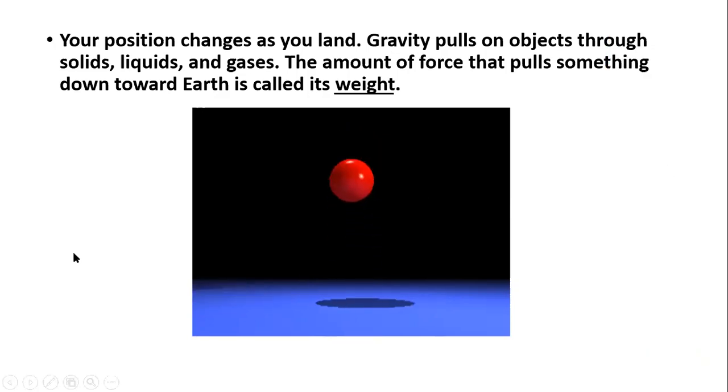So you can see here that the ball is bouncing. When gravity pulls on objects through solids, liquids, and gas, the amount of force that pulls something down toward the earth is called weight. It is called weight.